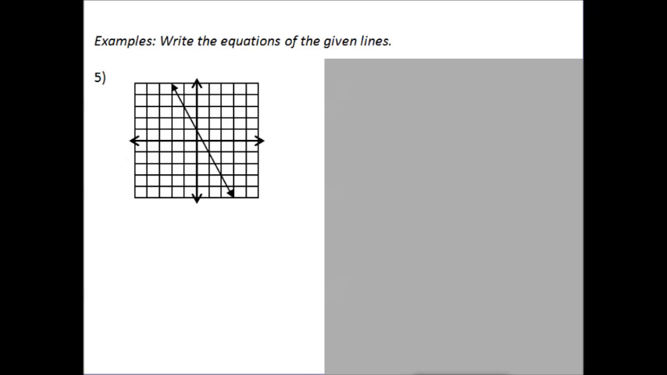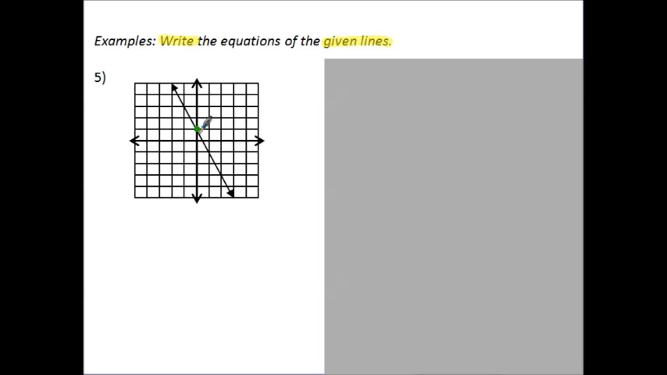Now we're going to go backwards and we're going to write the equations of the given lines. But we're using the same concepts, the same pieces of information. So let's look at our line here and let's first determine where that line crosses the y-axis. Well, this is where the line crosses the y-axis.